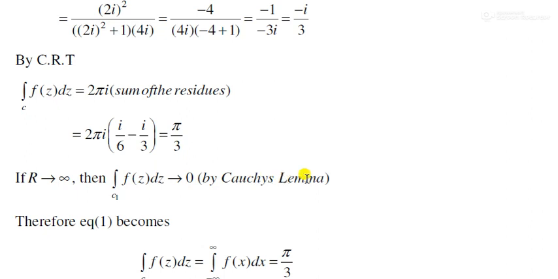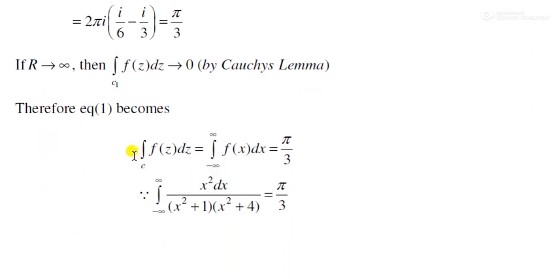As r tends to infinity, the value of the integral over C1 of f of z dz approaches 0. This is by Cauchy's lemma. This you should remember, and this is very important, and you should show it in the problem. Therefore, equation 1 becomes the integral over C of f of z dz equivalent to the integral from minus infinity to infinity of f of x dx. This term has gone because it becomes 0 as r approaches infinity. So now this is equivalent to pi by 3. Therefore, the value of the integral from minus infinity to infinity of x square dx by x square plus 1 into x square plus 4 is equal to pi by 3.